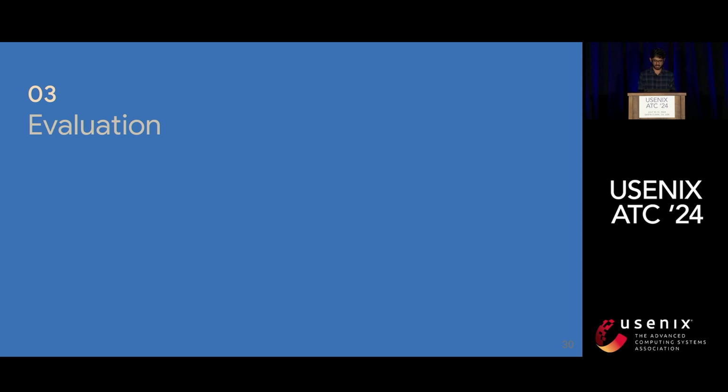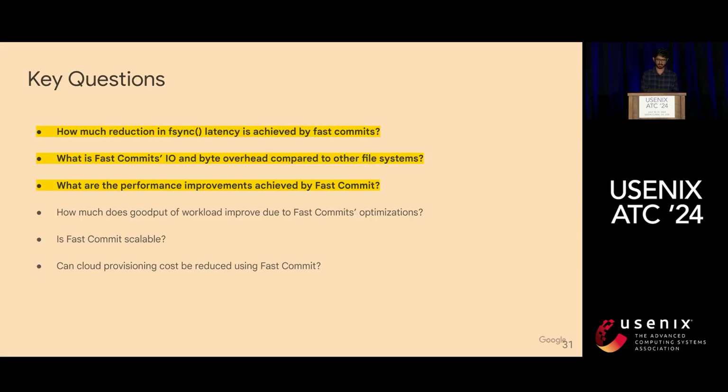Now let's look at the evaluation. This slide shows the questions that we answer in our paper with respect to fast commits. In this talk, I'll focus on the first 3 questions. First is how much reduction in fsync latency is achieved by fast commits. This is something we saw previously in the last section. Then, what is the fast commit IO and byte overhead compared to other file systems? What are the performance improvements achieved by fast commits?